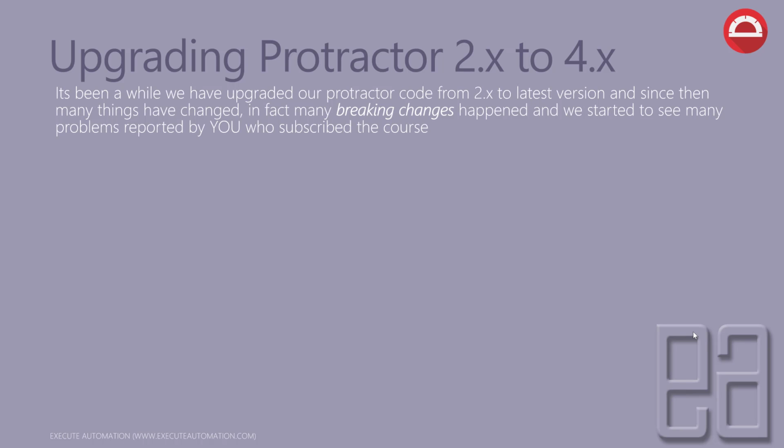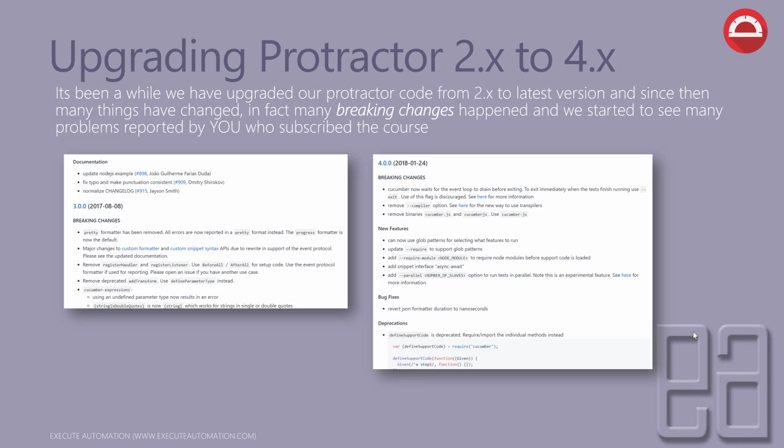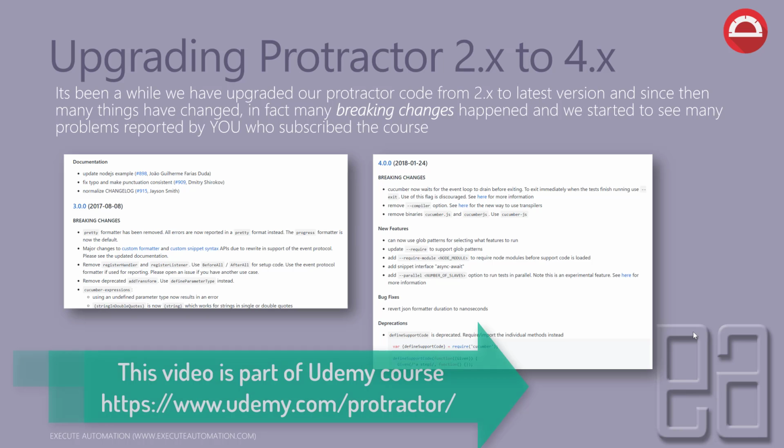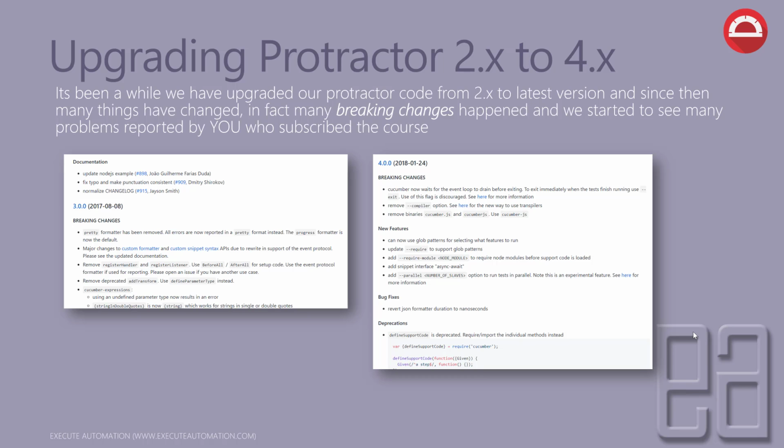And we started to see many problems reported by you who subscribed to this course, stating that while you upgrade Protractor or Cucumber HTML report, you get some kind of weird error. The reason is that there were many breaking changes ever since the Protractor 2.0 course that we were talking about has been upgraded to 4.0. In 3.0, we have some breaking changes, like the custom formatter that we used for reporting is gone. Similarly, in 4.0, there are even more breaking changes: defineSupportCode is no longer used, the JSON formatter is not supported, and all that stuff. And Cucumber.js itself has been completely modified as well.